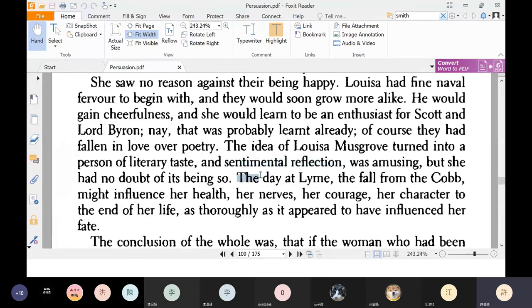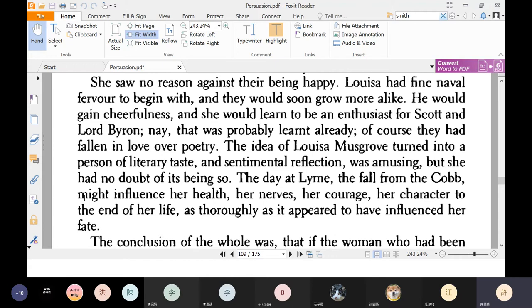The day at Lyme, the fall from the Cobb, might influence her health, her nerves, which means mental health, her courage, her character to the end of her life, as thoroughly as it appeared to have influenced her fate. Okay, let's look at this. So, how did the fall influence her fate? Well, it brought her in contact with Benwick, and they are now getting married. That's what this means. That's her fate. In other words, the rest of her life, her marriage.